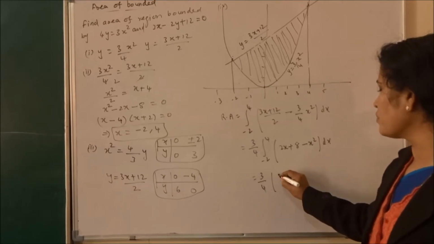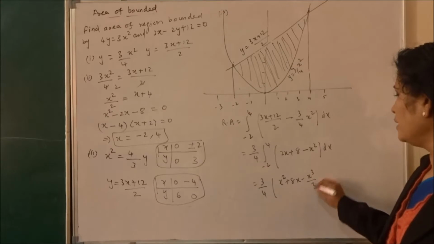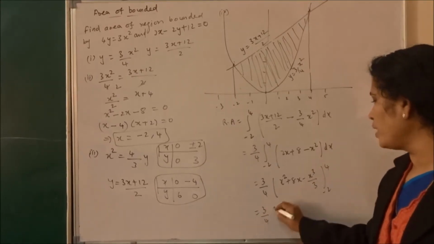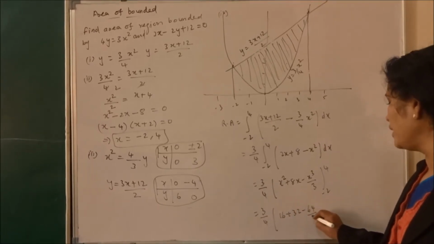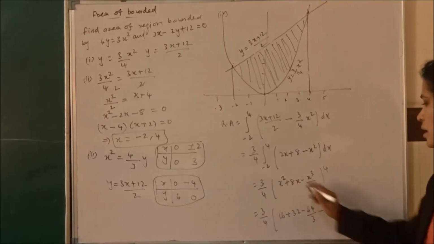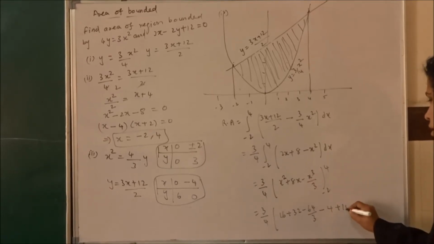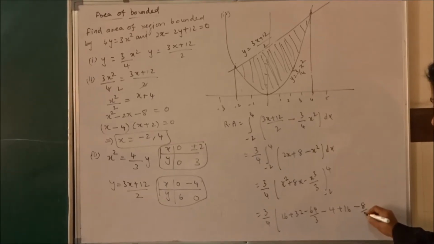It becomes x square plus 8x minus x cube by 3, with the limit minus 2 to 4. Now that is equal to 3 by 4, upper limit 16 plus 32 minus 64 by 3, minus lower limit. So that is minus 4, and then minus 16 plus 16, and then minus plus minus 8 by 3.